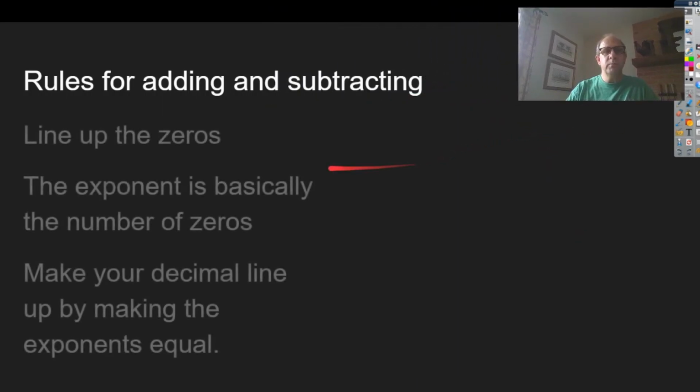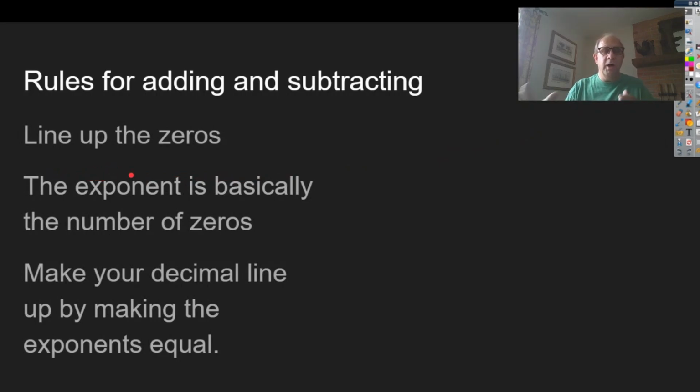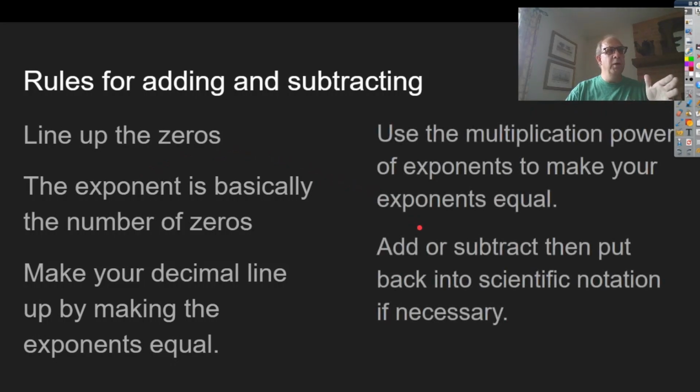Just like any other time when you're adding and subtracting numbers, you have to line up the decimal point. So the exponent is basically the number of zeros. So you line up your decimal by making the exponents equal. Use the multiplication power of exponents to make your exponents equal. Add or subtract, and then you put it back into scientific notation.